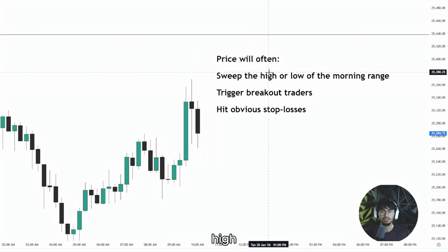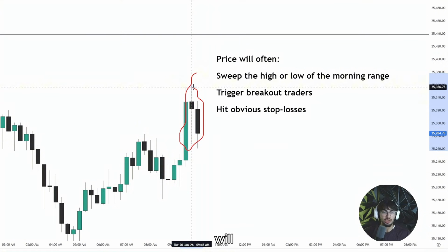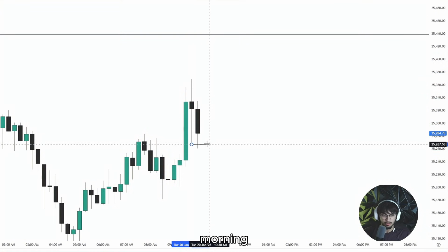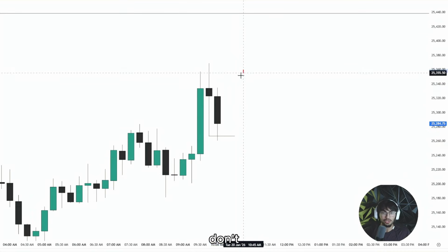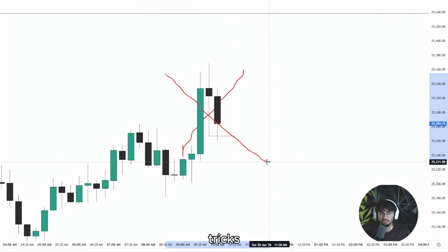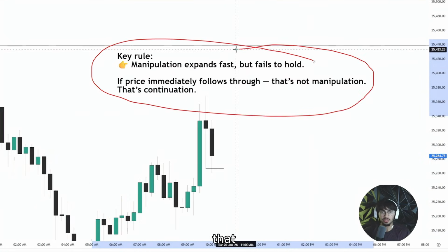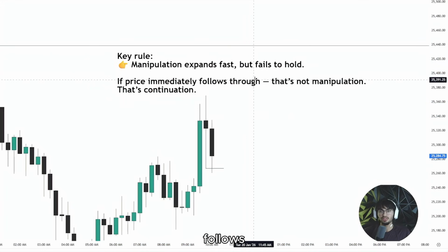Price will often sweep the high or the low of the morning range. It will trigger other breakout traders and it will hit obvious stop losses. A sweep of this morning low is an obvious manipulation. It looks aggressive, it looks convincing, but that's exactly the point. We don't want to fall for any of these tricks. A key rule that I follow is that manipulation expands fast, but it fails to hold. If price immediately follows through, that's not a manipulation, that's a continuation.